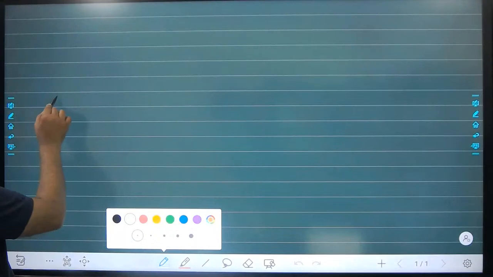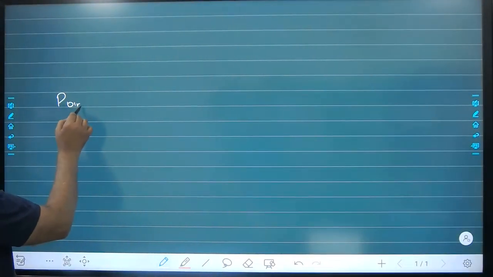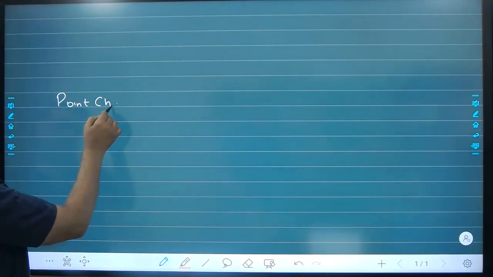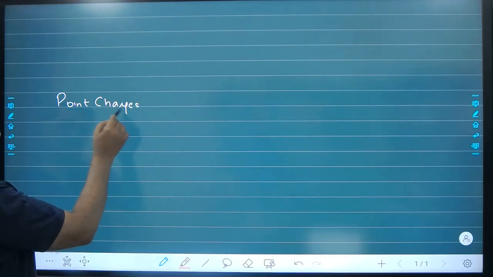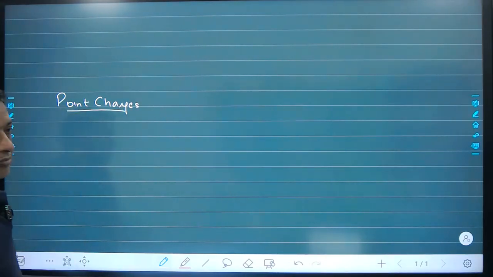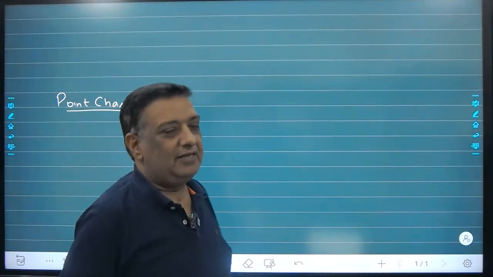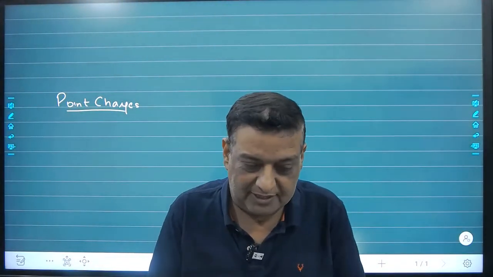So in today's class, we are going to discuss the concept of Coulomb's law and point charges. If we discuss Coulomb's law, before Coulomb's law in physics we will always discuss the concept of point charges. Because we say the laws of physics are generally applicable for point objects or point charges.